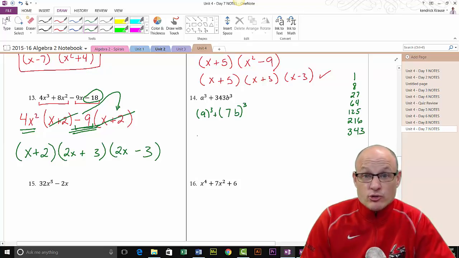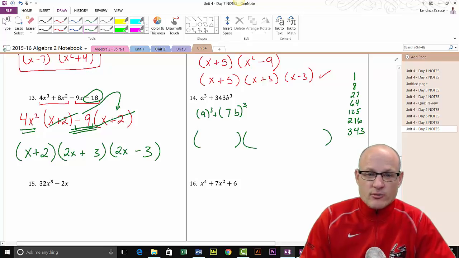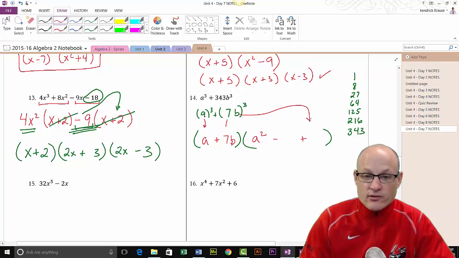So in order to do sum of perfect cubes, we're going to do binomial, trinomial. Copy over the sign. Change it. Last one's always positive. At the beginning goes the two things, a and 7b. Here goes the first thing squared, so that would be a squared. Be careful, we're going to square this. 49b squared. Common mistake. You just write 7b squared. That's a common mistake. And in the middle goes the product of the two. 7ab.